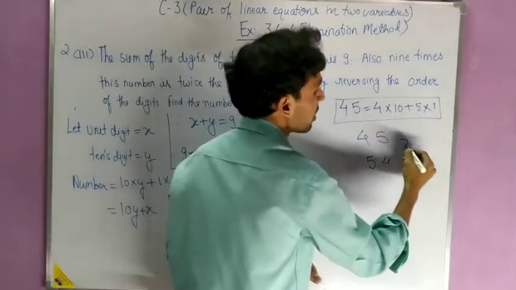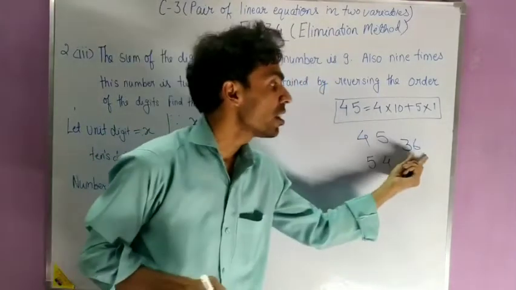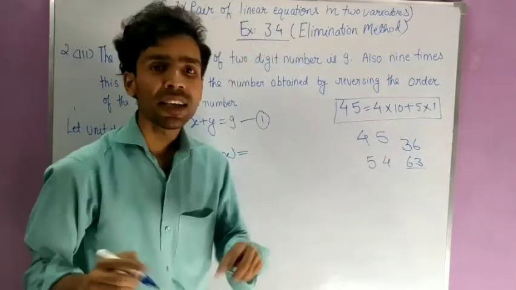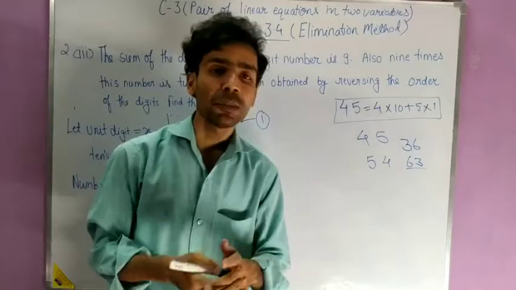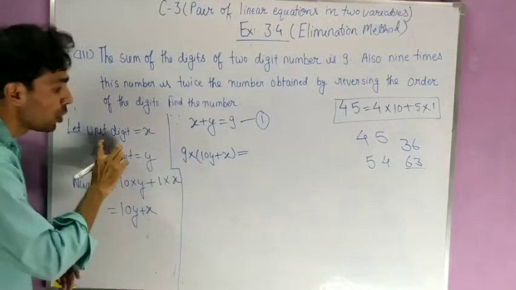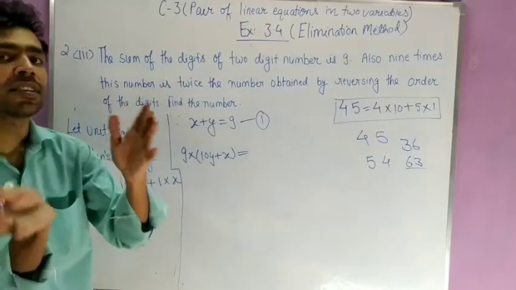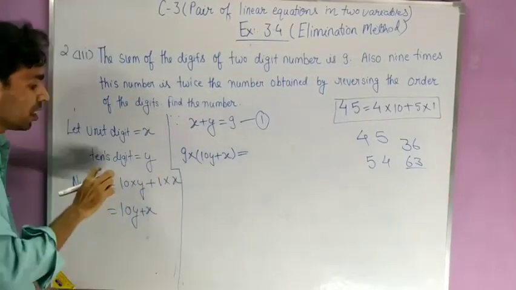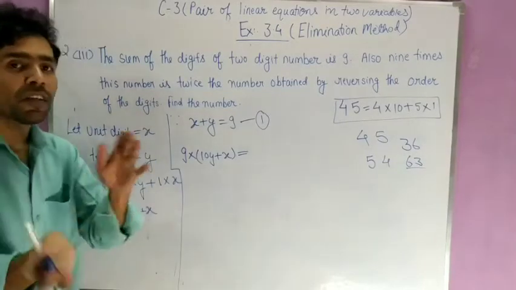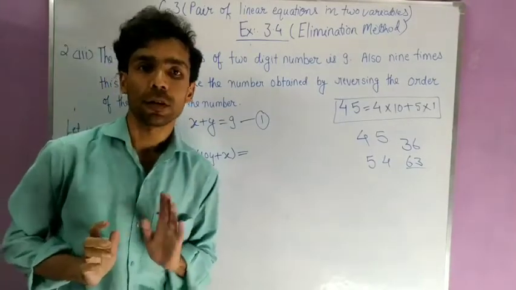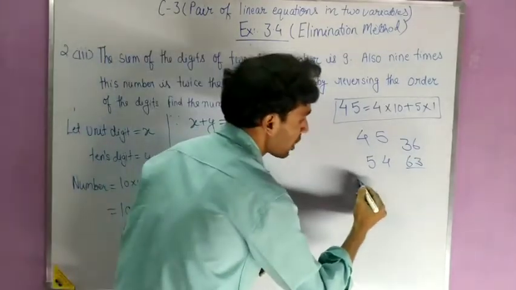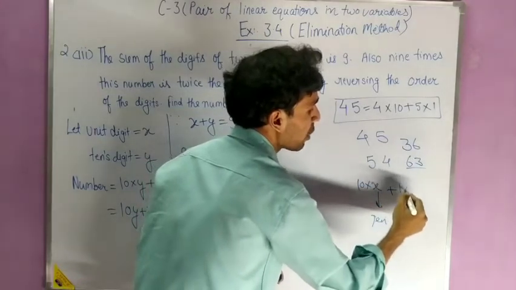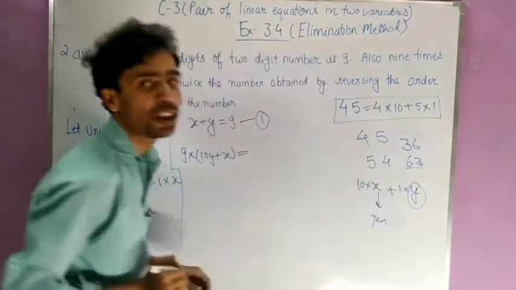When you write 36 and I ask you to interchange the digits of this number, what will it become? 63. So what do you understand by reversing the digits? Reversing the digits means that the unit digit x becomes the tens digit, and the tens digit becomes the unit digit. So when you reverse the digits, 10 will be multiplied to x because it becomes the tens digit, and 1 will be multiplied to y because it becomes the unit digit.